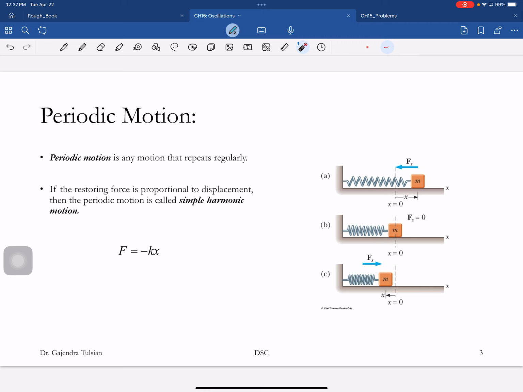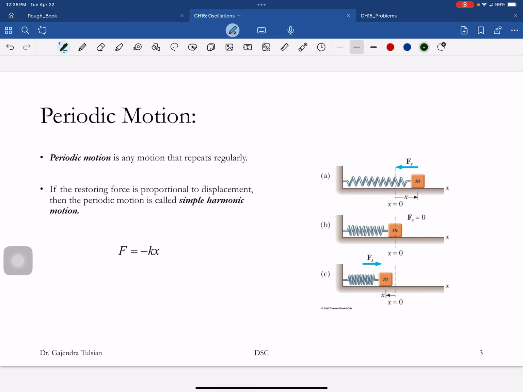For simple harmonic motion, you have to have simple restoring forces, and in addition, the restoring force needs to be proportional to the displacement. Otherwise, this is a much harder problem to solve. So we'll be looking at restoring forces that are proportional to the displacement. We'll keep life simple, and for most oscillations, that's good enough.